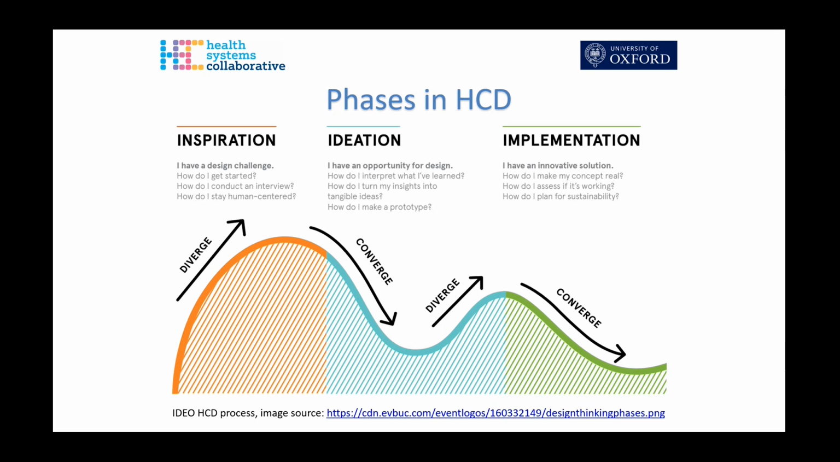So the first phase in HCD is inspiration. So here you want to get a deep understanding of the people you're building a solution for. So empathy is really key in this stage. You want to define your design challenge. So you want to really look at the issue that needs to be solved. You then want to set a plan for your research methods, which are usually qualitative methods, but you can also use surveys in this. And as you conduct your research, you make sure that you're constantly taking notes on what you're learning and discovering.